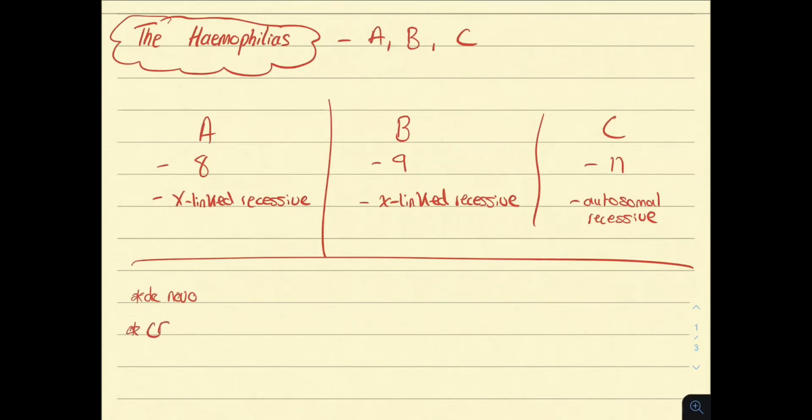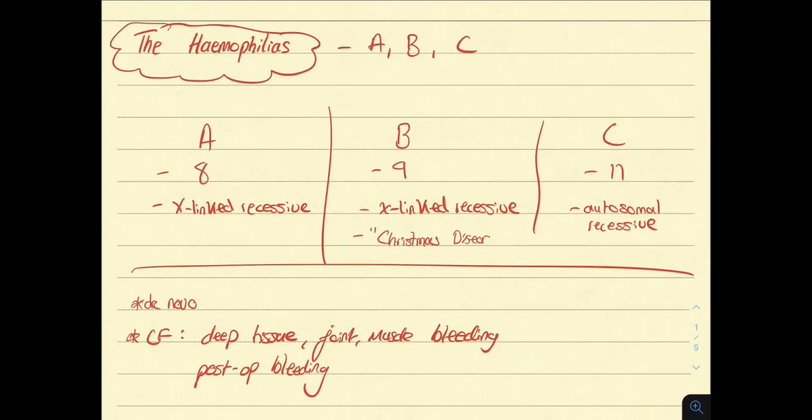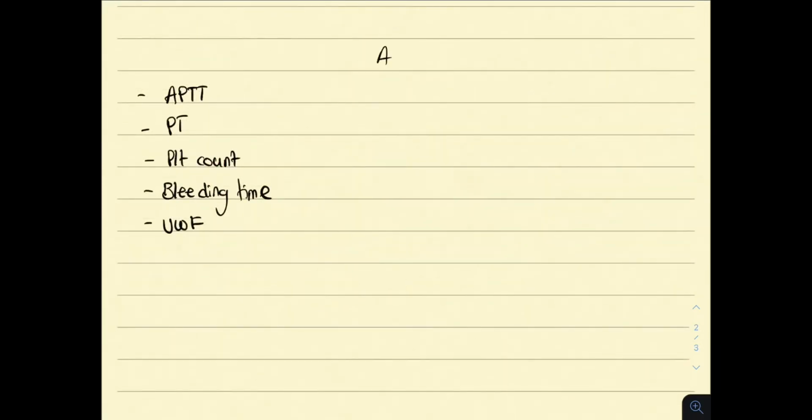The clinical features of all the haemophilias include deep tissue and joint bleeding and post-op bleeding. Now, Haemophilia B is also known as Christmas disease because factor IX is also called Christmas factor. Haemophilia A is the most common, B is rare, and C is rarer. So if we consider the following investigations, pause the video and have a guess at what you might find for each of the haemophilias. The APTT would be increased in all 3 haemophilias.